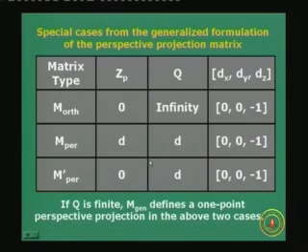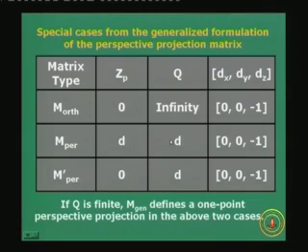The last point to be noted here is, of course, if Q is finite, we have the case of the perspective projection matrix. Only when Q becomes infinite are we talking of orthogonal. Otherwise, when Q is finite, we have a perspective projection matrix. The rays converge at a point, the rays are not parallel at all. The generalized transformation matrix defines what we call a one-point perspective projection in the above two cases.